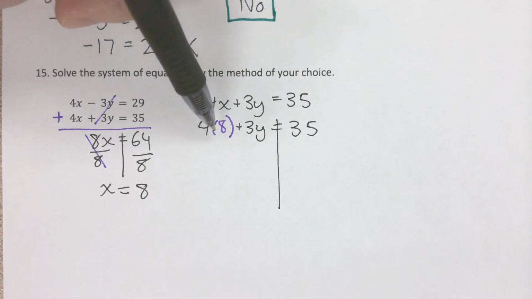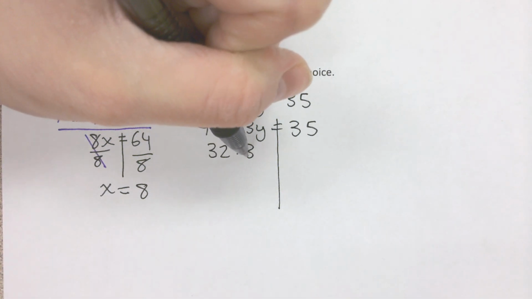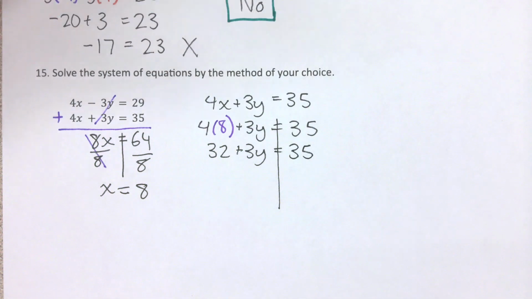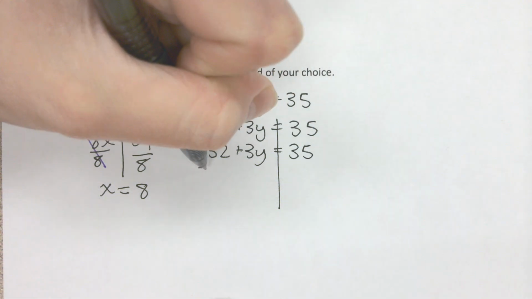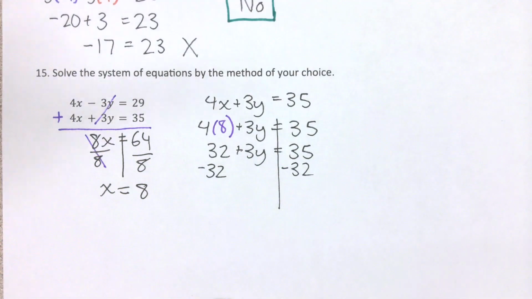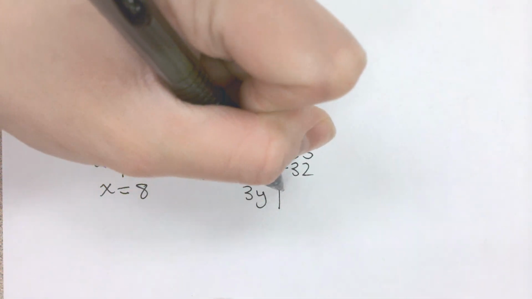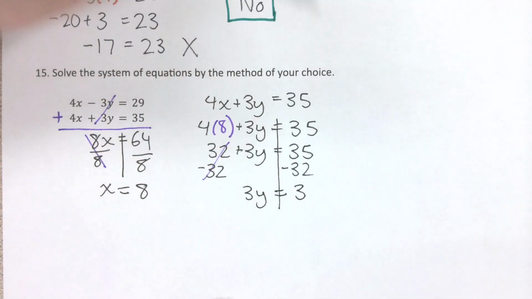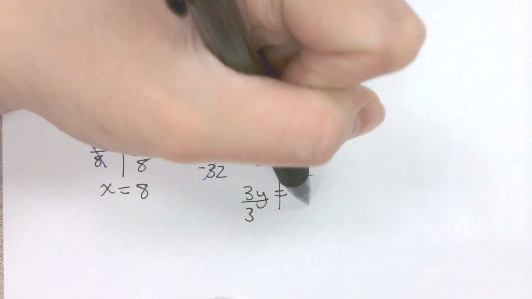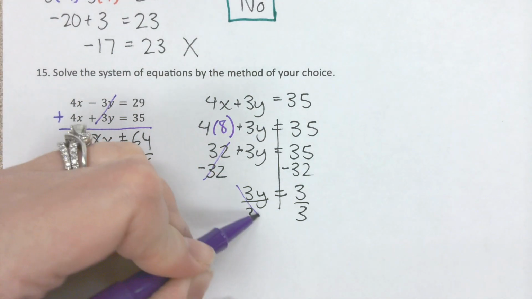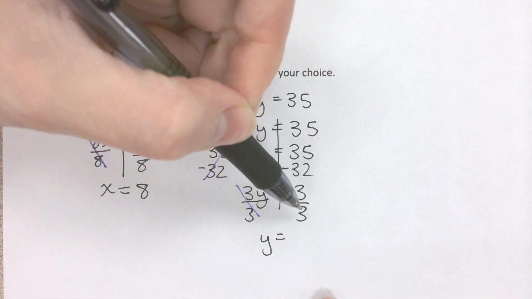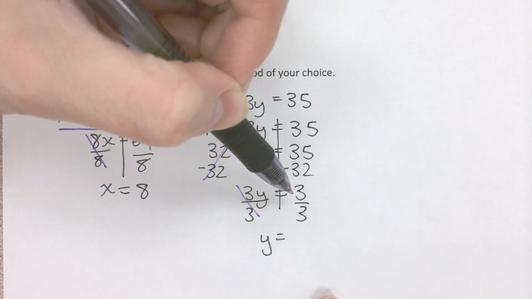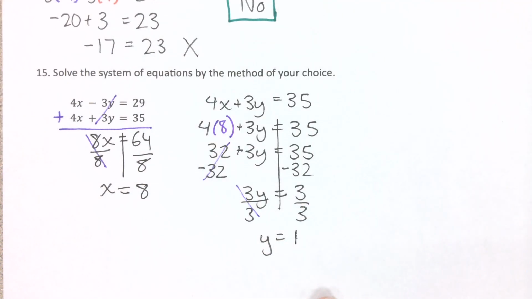And then we solve. 4 times 8 is 32. Plus 3y equals 35. We need to get the 3y by itself, so we're going to move the 32. This is a minus 32 on both sides. 3y equals 35 minus 32 is 3. Lastly, we'll divide by 3 on both sides. These 3's cancel, leaving just y. Don't cancel the 3's on the right side because then there will be nothing there. Remember, 3 divided by 3 is just 1.